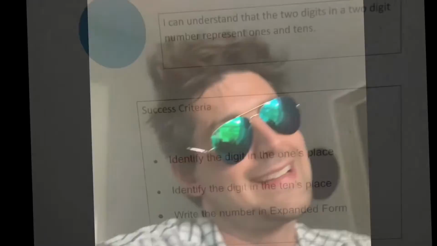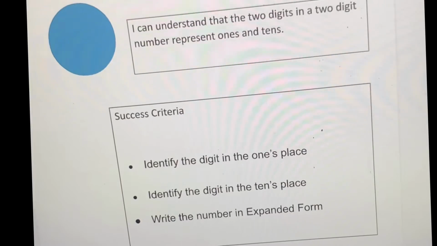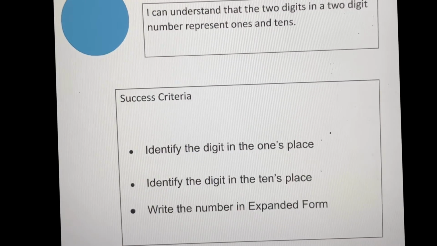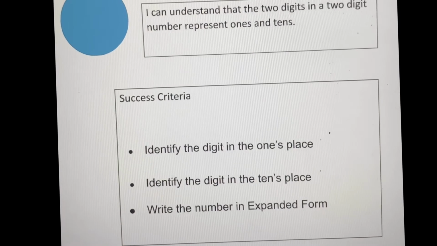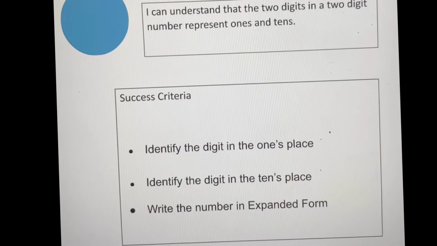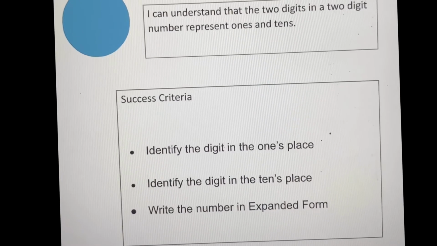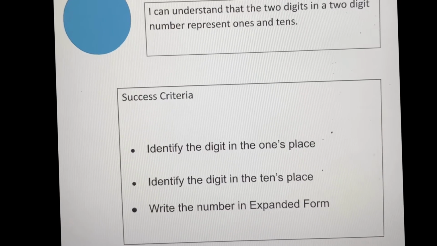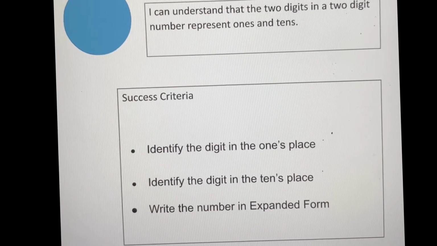DJ, break them off with a beat for the learning target of the day. The learning target of the day for Wednesday, July 6th is: I can understand that the two digits in a two-digit number represent ones and tens. Success criteria: identify the digit in the ones place, identify the digit in the tens place, write the number in expanded form.